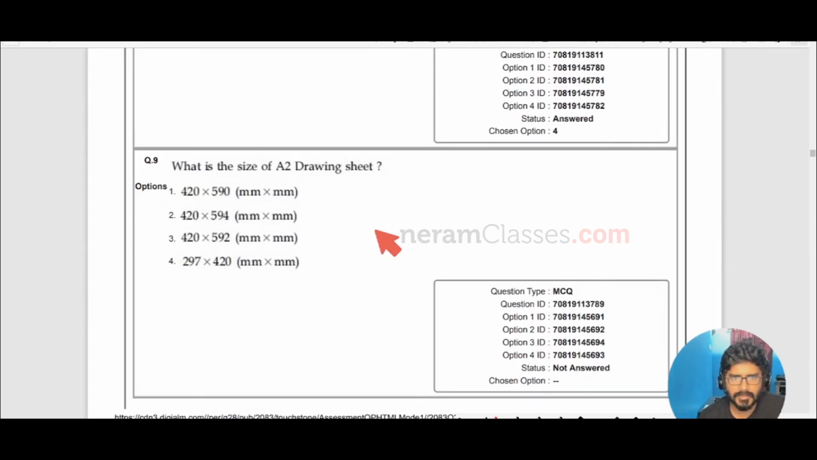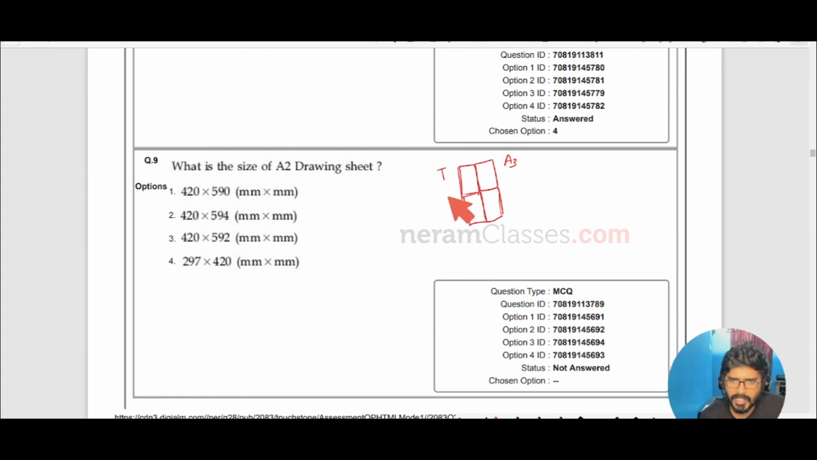Next, question number 9. For this question, you need to have some knowledge about the printing sheets if you want to answer it. So for future exams, you should also learn these kinds of topics based on these questions. Here they're asking, what is the size of the A2 drawing sheet? We know the A4 sheet is the sheet we use for writing, just like the notebooks commonly used in schools. If you join two A4 sheets, it will be an A3 sheet. If you join two A3 sheets, then it is called an A2 sheet.